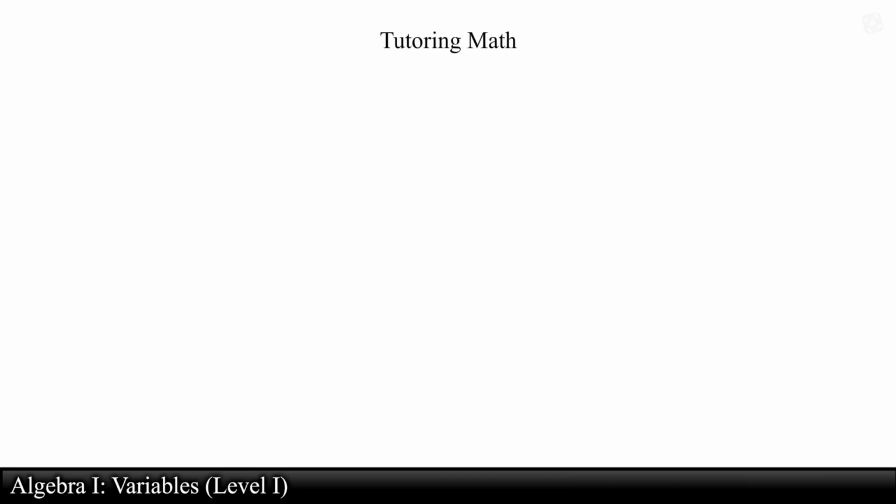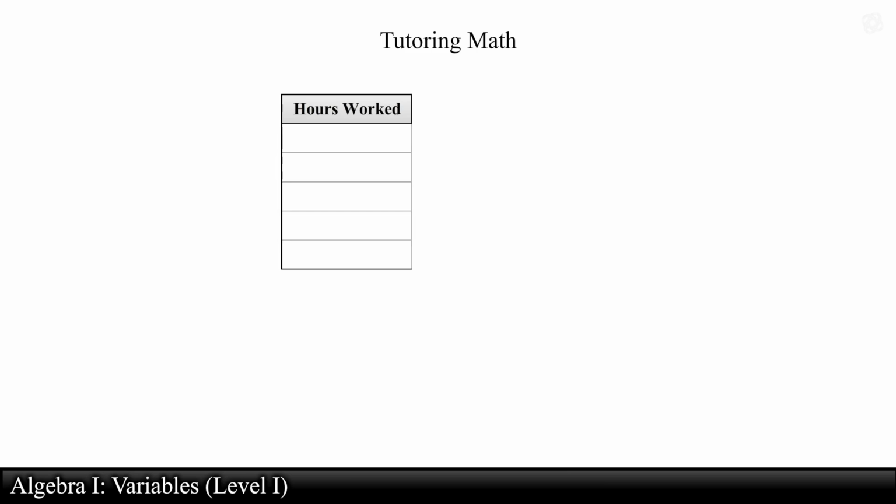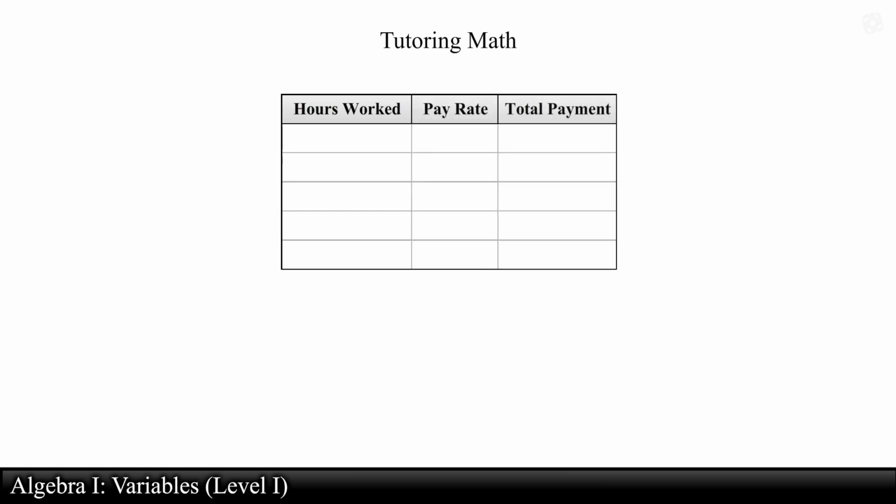Alright, let's learn about variables. Let's say that you recently got hired as a math tutor at your local tutoring center. Your current hourly rate is $12 an hour. The amount of money you will receive depends on the number of hours that you work. Let's create a table with one column representing the number of hours that you worked, and another column with your pay rate, and the final column representing your total payment. If you don't work, don't expect to get paid anytime soon.